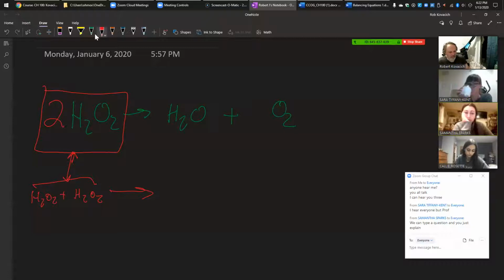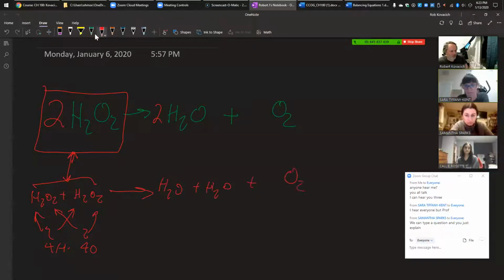So when I look at that, I see I've got 2 H's here, and then I've got another 2 H's here, and I've got 2 O's there, and I've got another 2 O's there. So I've got 4 H's, and I've got 4 oxygens on this side. So to balance this out, I'm going to put a 2 right here. And what this 2 means is 2 separate water molecules. And I still have my oxygen.